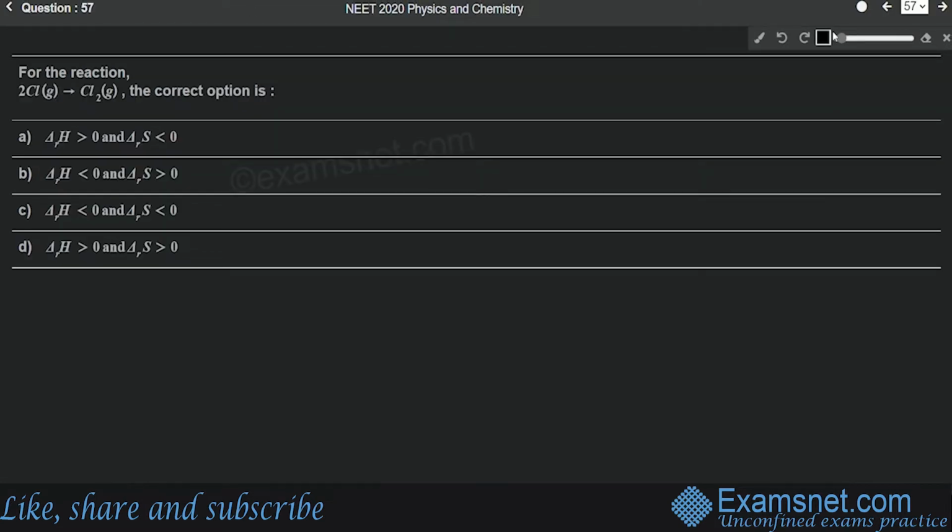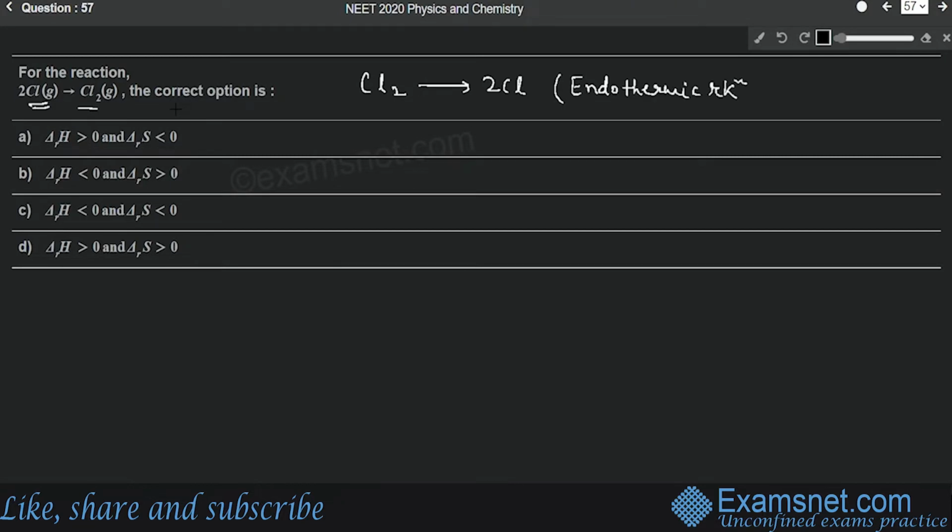Question number 57 is from the chapter Thermodynamics. Here a reaction is given in which two chlorine atoms are combining to give chlorine molecule. So we have to find the correct option about delta H and delta S. Okay. So we know that in order to break a bond, energy is required. Okay. So if we have to break a chlorine molecule into chlorine atoms, then we need energy. Okay. So energy will be absorbed. That means that will be an endothermic reaction, right?